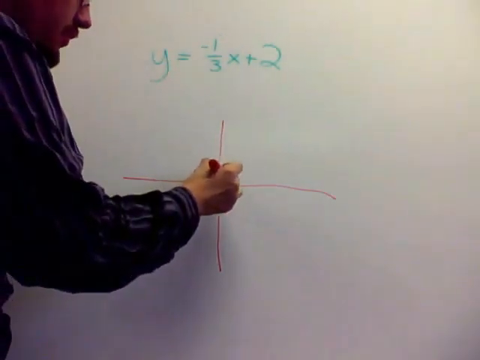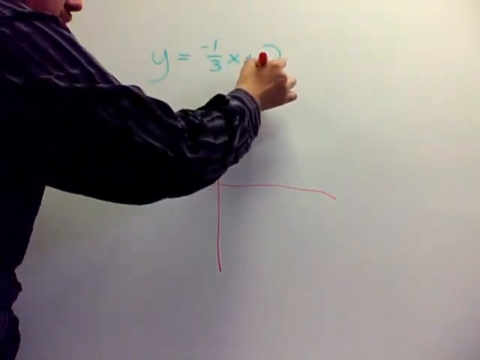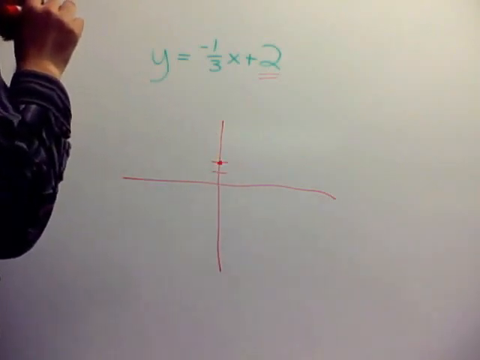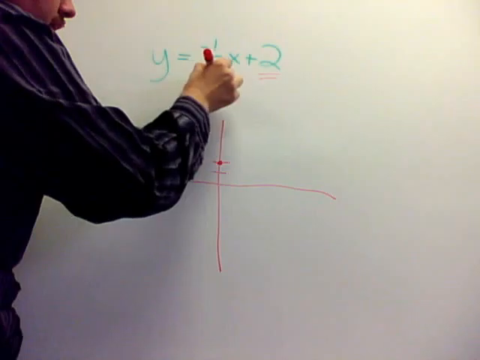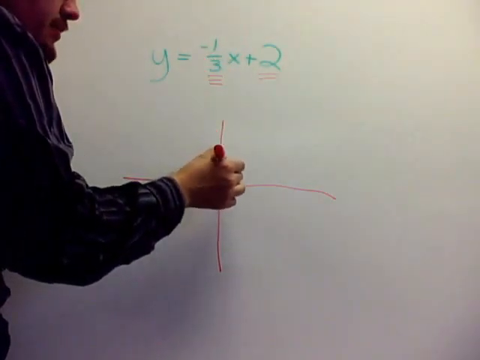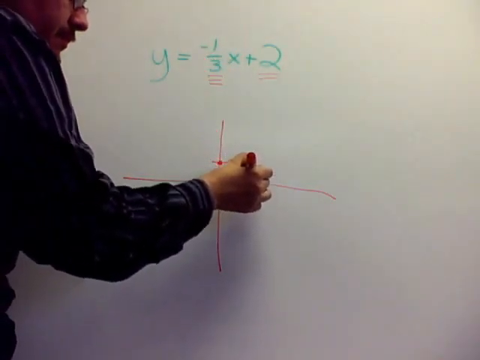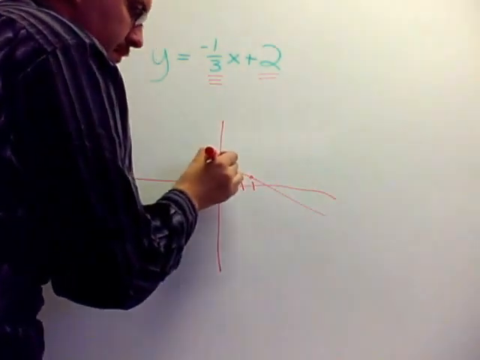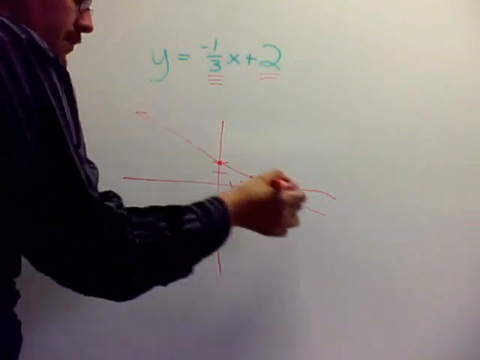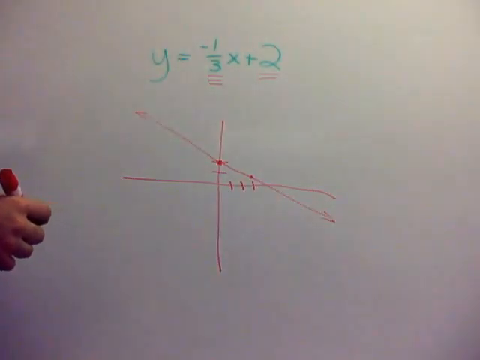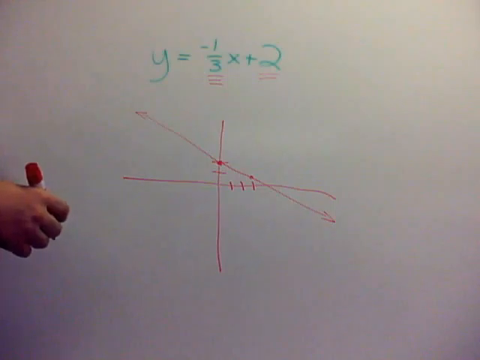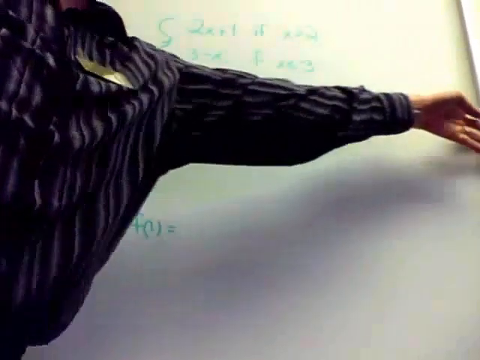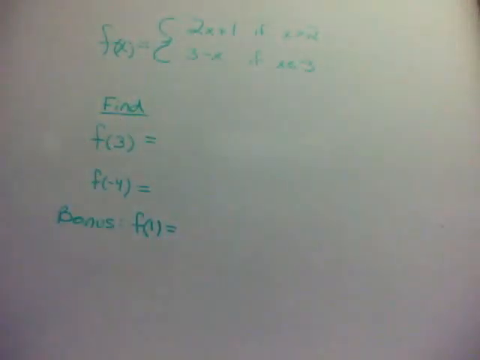The y-intercept right here tells us where it crosses the y-axis, so it crosses it right there. And the slope, which is this part right here, tells us to go down and to the right 3. And connect those two dots. That gives you your line for that equation. That was a pretty easy one, so let's go on to the next one. These ones aren't too bad.